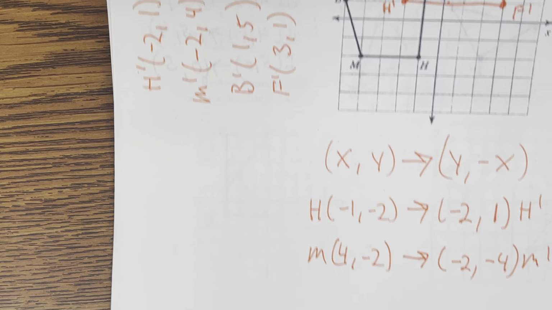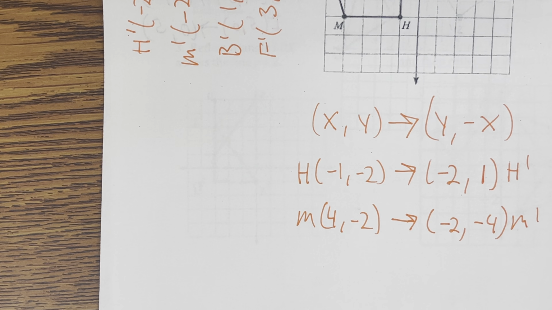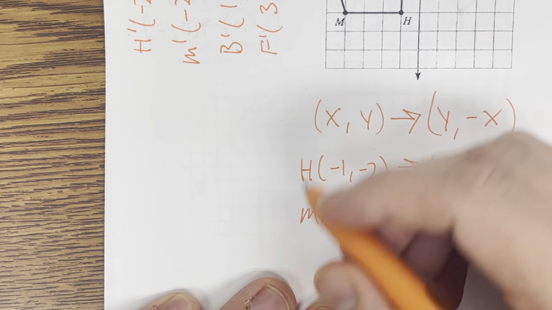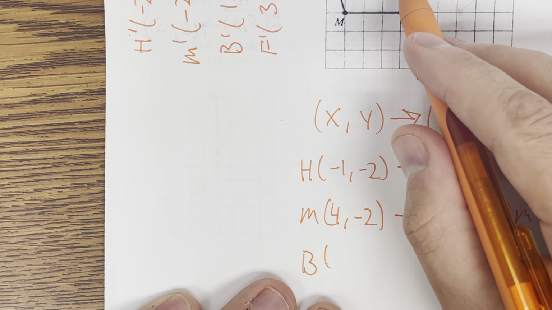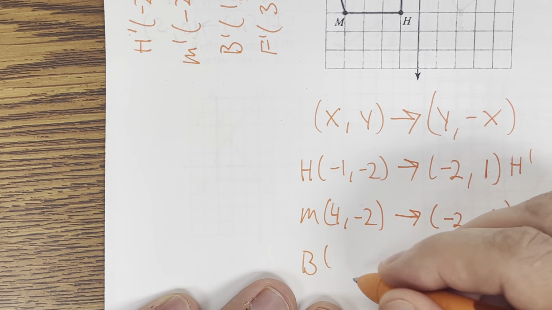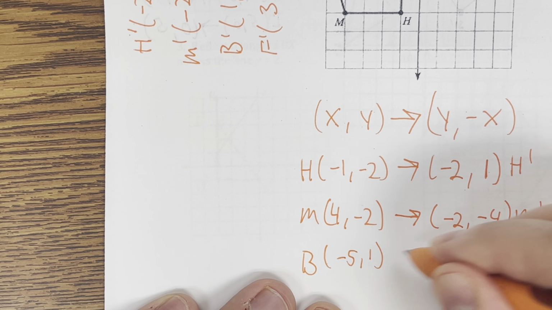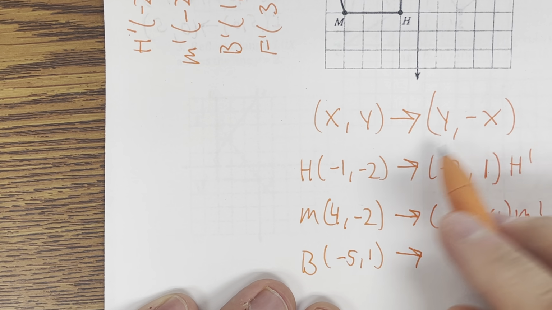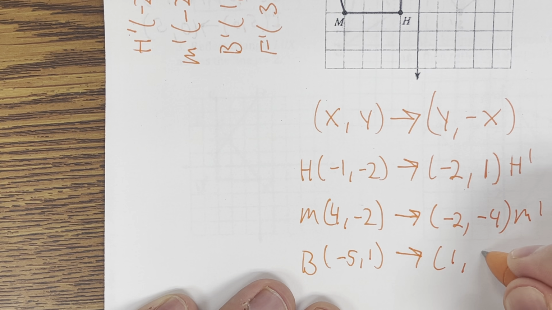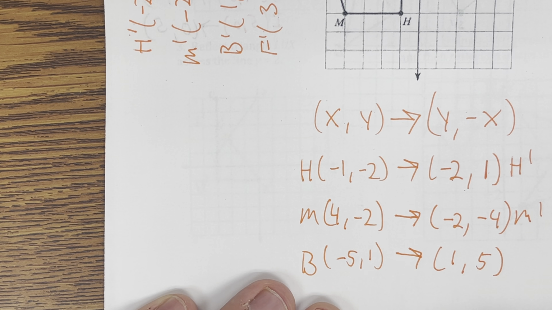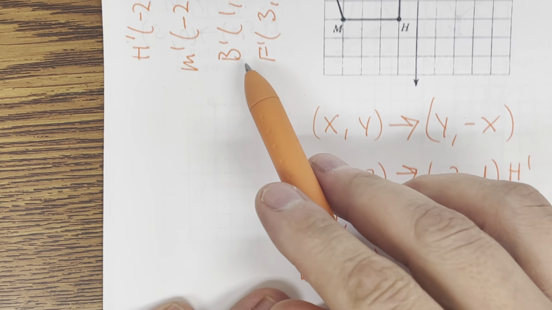The paper rotation works pretty handy if you can rotate it. I don't know how well rotating your Chromebook's going to work, but that is an option that you have. So B, that point was at negative 5, 1. When we map that, y comes over, that'd be 1, comma 5. Have to switch the sign, which is exactly where our B prime was at.